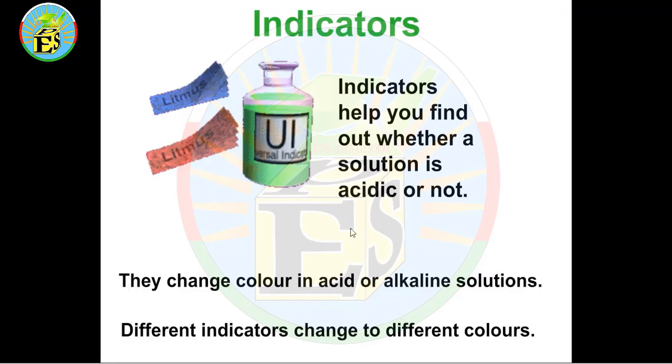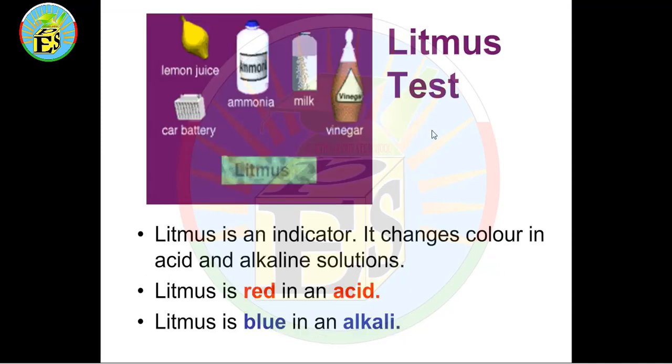Indicators: how can we know if a solution is acid or alkali? We cannot test it by our mouth. Indicators help you find out whether the solution is acid or alkali. They change colors in acid or alkali solutions. Different indicators change to different colors.